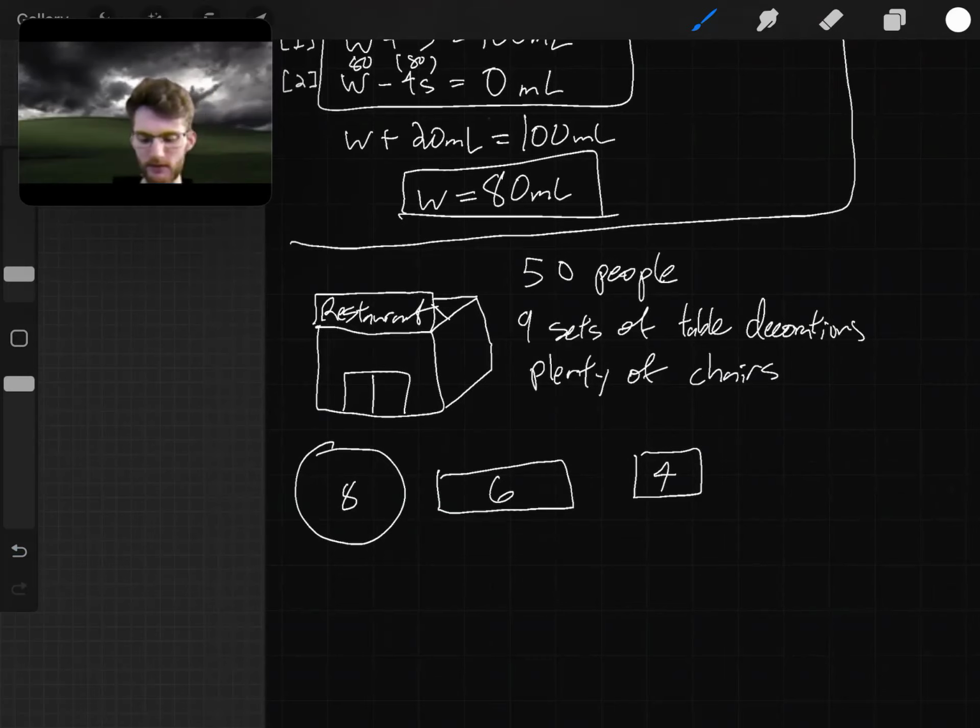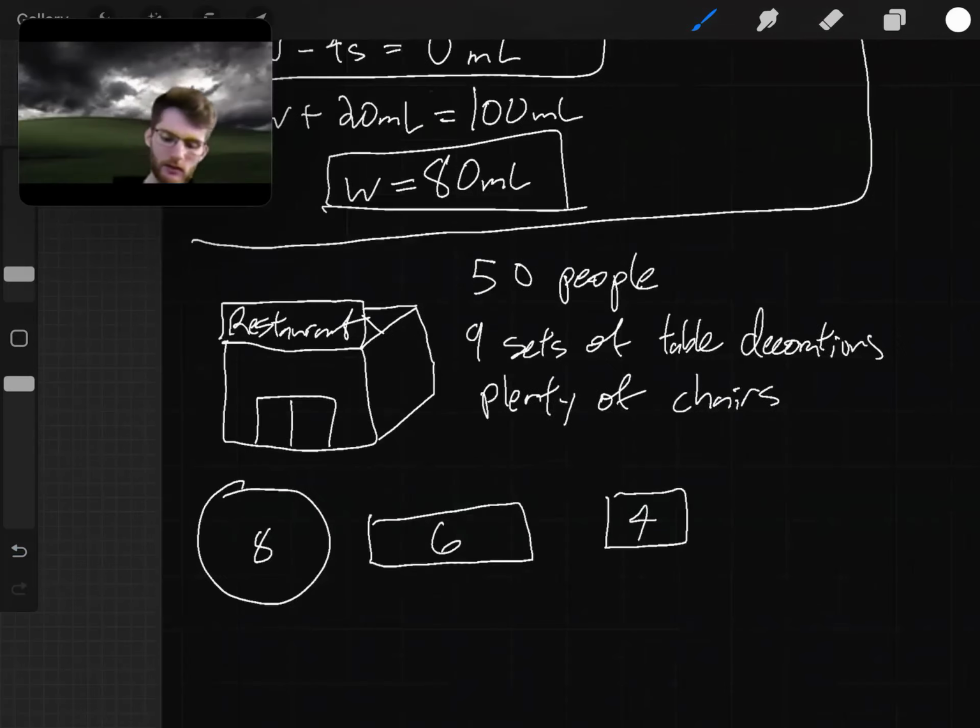I have 9 sets. And for a final thing to mention, I want there to be twice as many square tables as there are rectangle and circular tables. So let's say the number of circular tables is represented by a C, the number of rectangular tables is represented by an R, and the number of square tables is represented by S. So I want the ratio of the amount of square tables to the amount of circular and rectangle tables to equal 2.